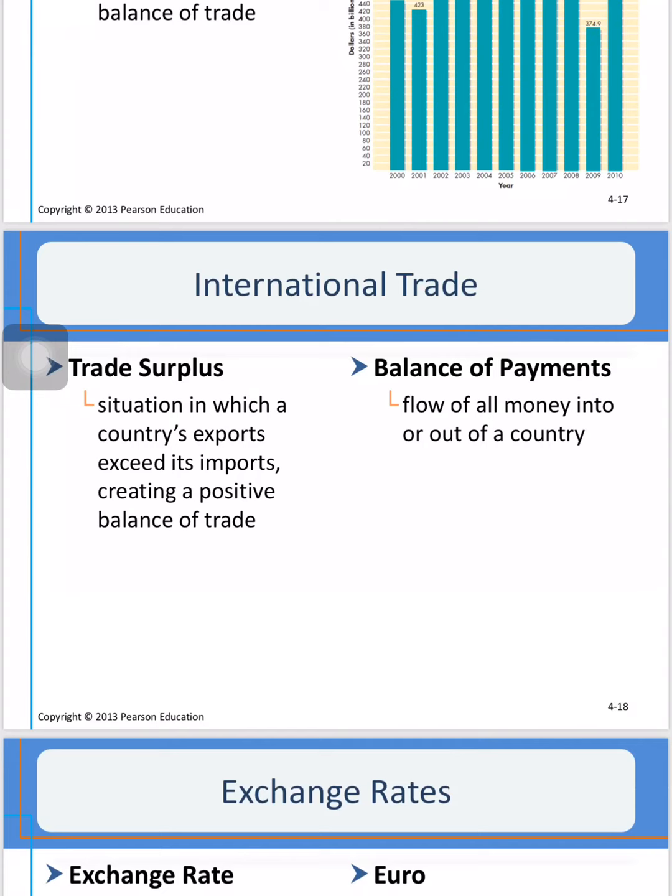Now suppose that tourists from other countries come to the United States and spend the equivalent of $300,000 while they are here. This has the effect of reducing the negative balance of payments to $900,000. That is one example from the tourist industry of how the balance of payments works, which is money in and out.